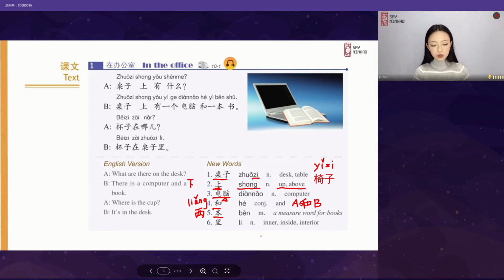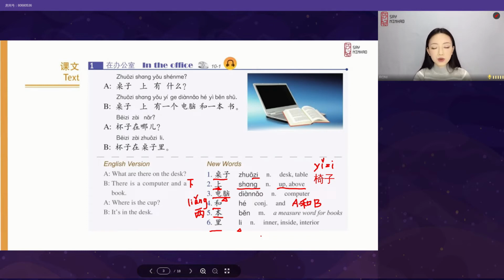Okay, now let's move on to our last new word for text 1, which is 里. When it is used individually, it is a third tone word. But inside this text, when it is used with other elements, it is a neutral tone. Please read after me. 里, 里, 里. It means inside something, or inner, interior. So when I say 家里, it means inside home, in home.